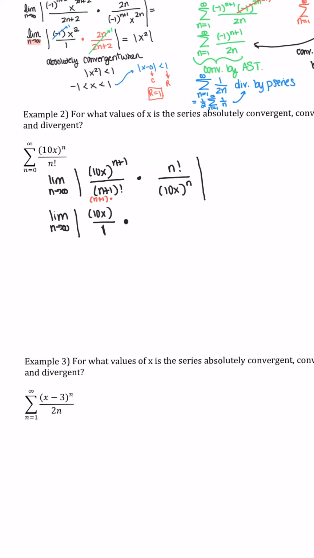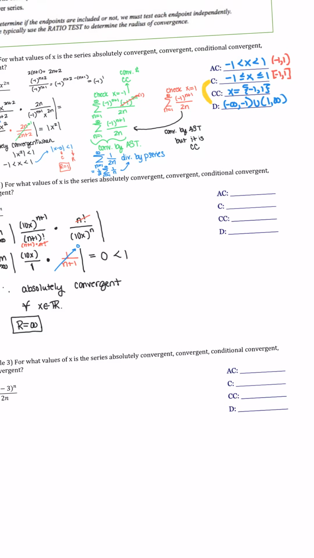And now when I come over here to fill this in, where is this absolutely convergent? For all real numbers. Where is it convergent? For all real numbers. Where is it conditionally convergent? Nowhere. So I'm going to write the null set, or you can write none if you want. And where is it divergent? I'm going to write the null set, or you can write none. So that one wasn't too bad at all.